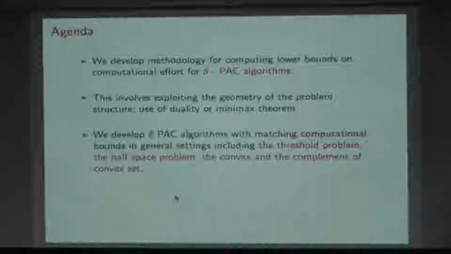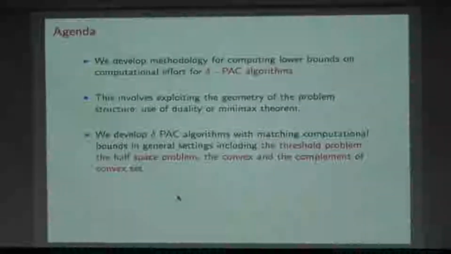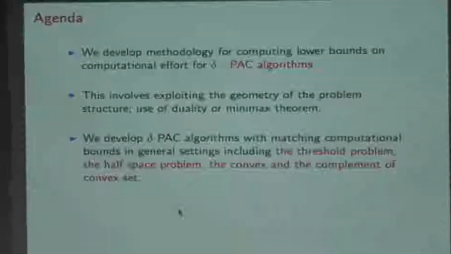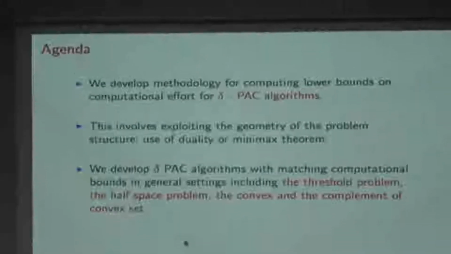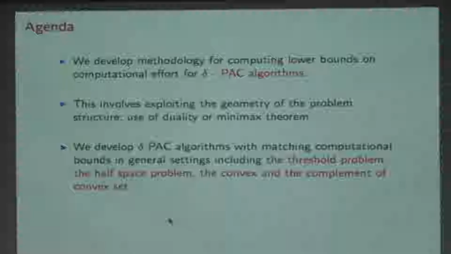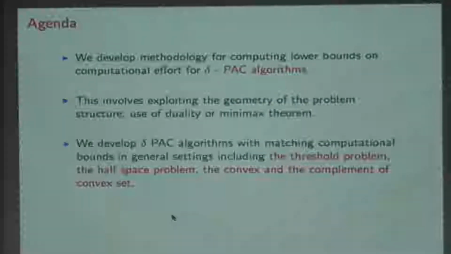So we developed delta pack algorithms with matching computational bounds in general settings, including the threshold problem which I showed you. Does the arm above a threshold mean exist or not? The half space problem, the convex and the complement of the convex set problem. So in all of these, one can say what the lower bounds are going to be, and then actually develop an algorithm using those lower bound structure, which matches the lower bounds.